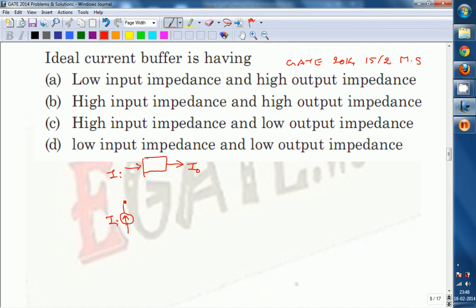Every current source will have some internal resistance in parallel with it. So this is treated as RS and it is IS. For example, IS is the current source that you are applying and RS is the internal resistance connected to the current buffer. Current buffer characteristics are going to be like this.